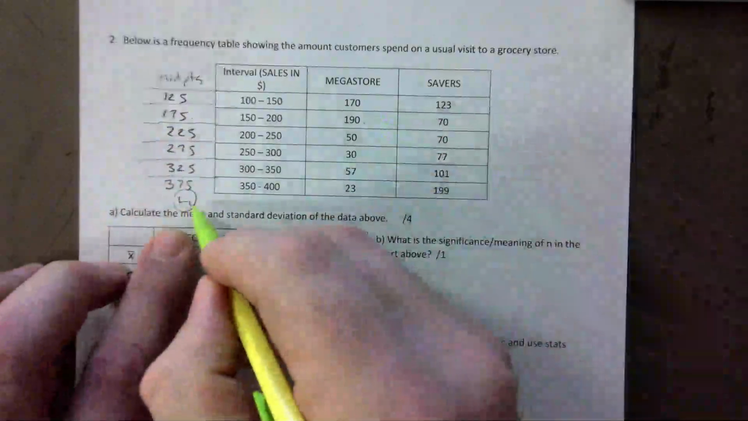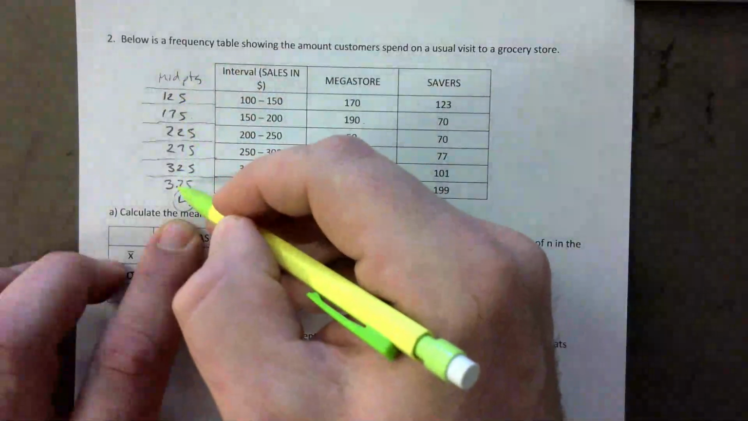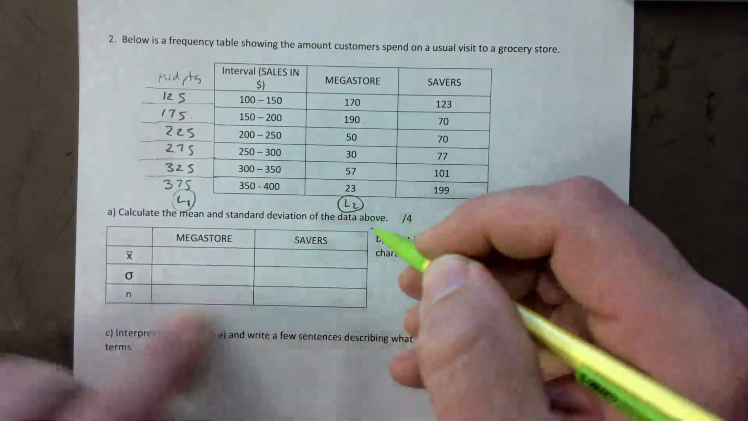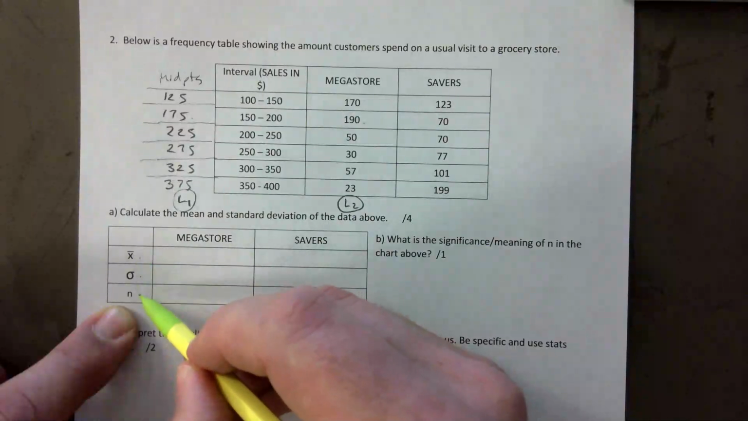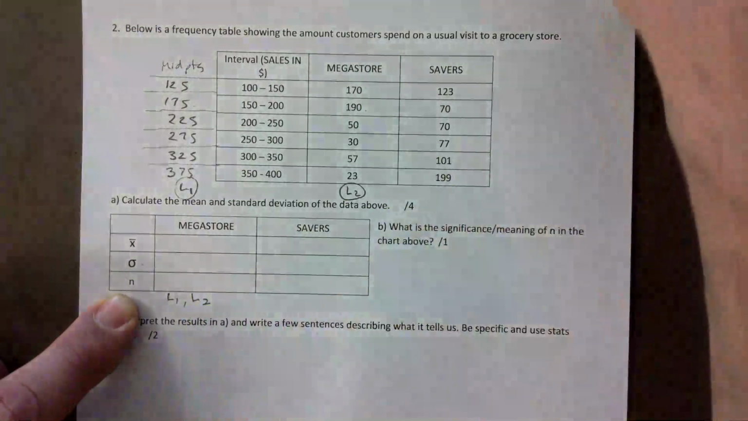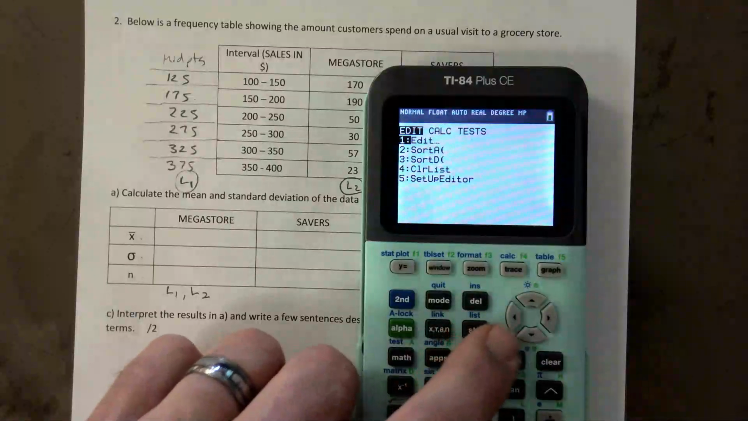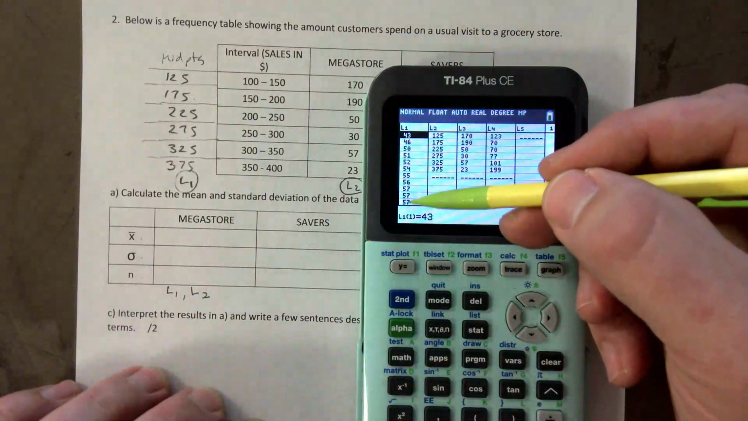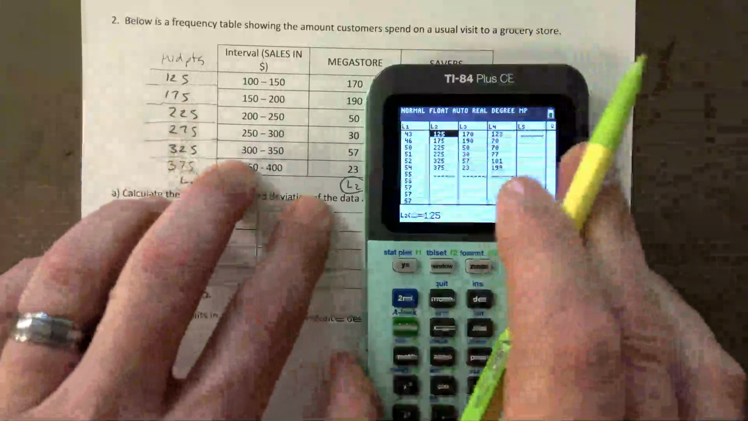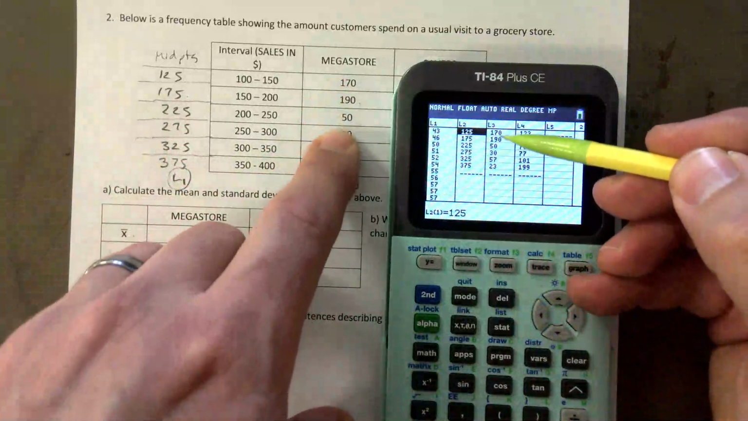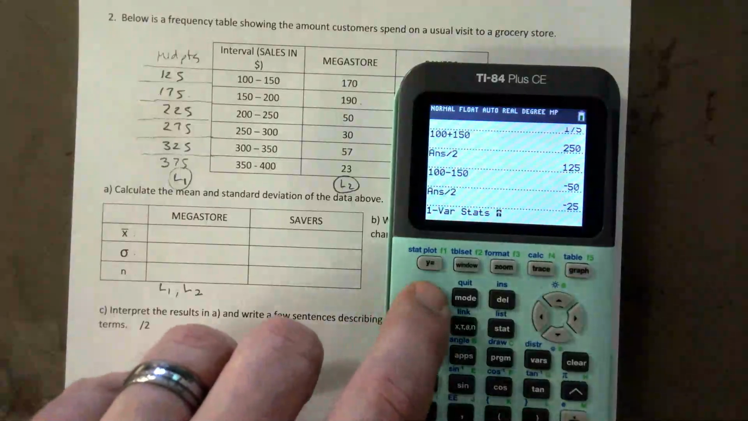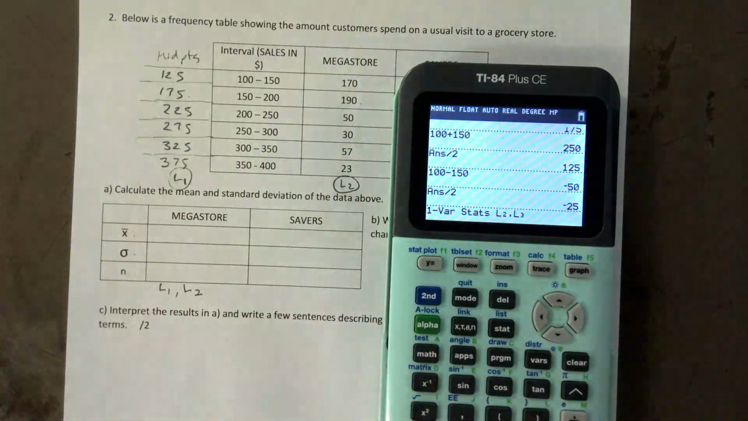All right? So you put that into L1 for sure. This is going to be your x-axis on your graph. And this is going to be your frequency. So this is L2. So for finding the mean, standard deviation, and n for Megastore, it's going to be L1, L2. But I'm actually lying to you right now, because watch what I did. I keep the first page entries in L1. I put the midpoints into L2 and the actual customers into L3. So I have to go L2, L3 to get this right. Okay, but it's not a big deal. You just have to remember, where do you put the information?